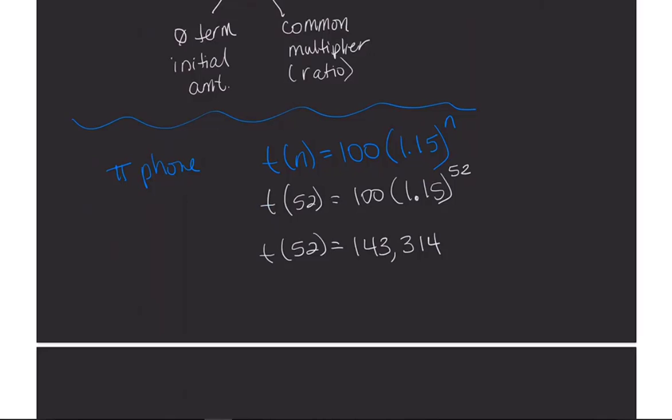$143,300. Well, technically you can't round it up because you didn't sell it. So let me rephrase that, right? So, pi phones. So in the last week of the year, Pi is going to sell 143,313 Pi phones. Crazy, crazy.